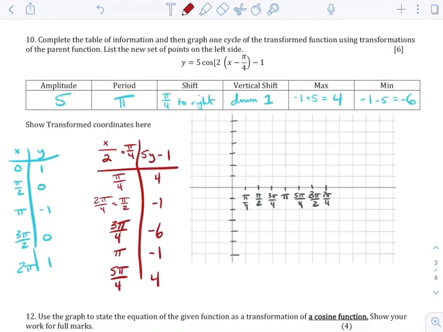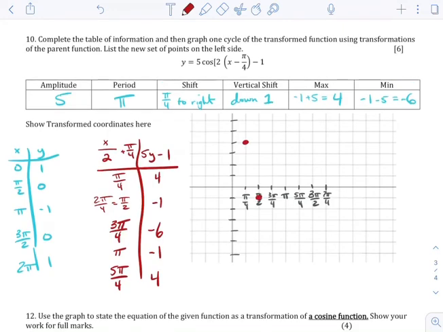So pi over 4 and 4, right here. Pi over 2 and -1, right here. 3 pi over 4 and -6. Pi and -1. 5 pi over 4 and 4. And we have one cycle. And that would continue, and so on, both directions. But that's one cycle of our graph.